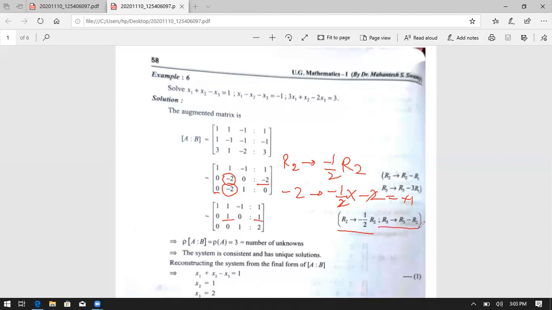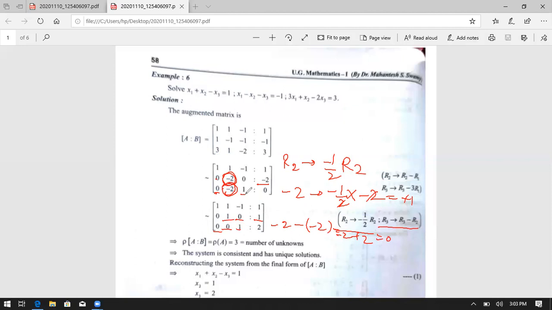R3 equals R3 minus R2. Why? Because here minus 2 is there, and here also minus 2 is there. So R3 minus R2 means minus 2 minus of minus 2, minus into minus is plus, that is minus 2 plus 2, which is 0. I write here 0. This one is 0. Next this is minus 2 plus 2, that is also 0. Next we come to here, 1.